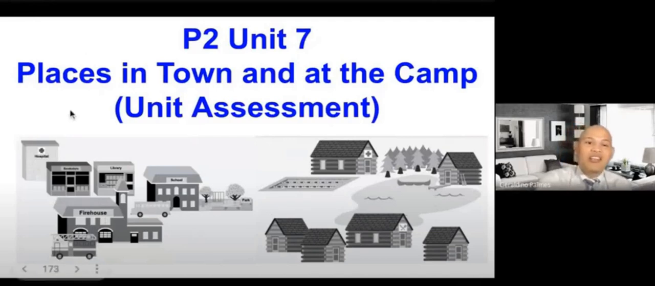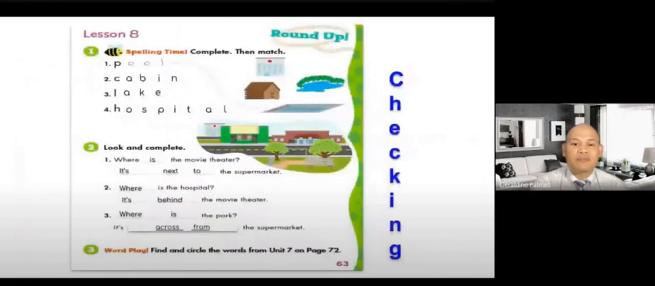So, look at here, places in town at the camp. We've got 2 pictures right here that remind you about the locations, prepositions, and the vocabulary we've used. Here you can see in this picture vocabulary from lesson number 1 and 2, and here vocabulary from lesson number 3 and 4.